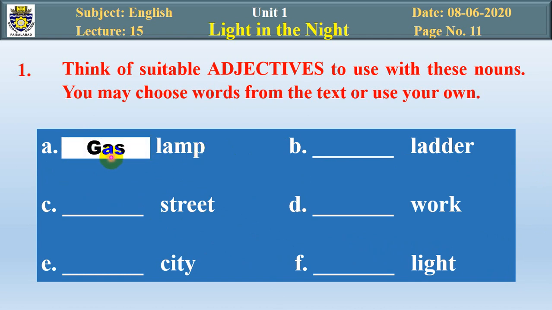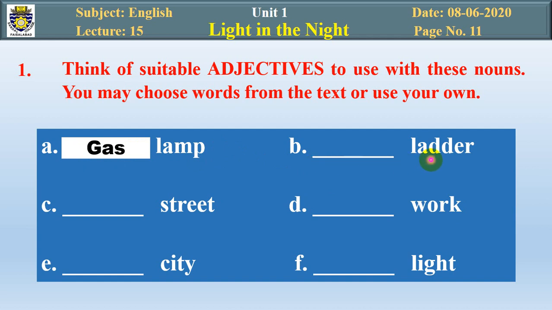Dear students, you know gas itself is a noun, but how can it become an adjective? I tell you, a noun that describes another noun is called an adjective. This gas is describing another noun, so the describing noun becomes an adjective. Gas is an adjective here as it is describing lamp. But the nouns which are adjectives do not have superlative or comparative degrees.